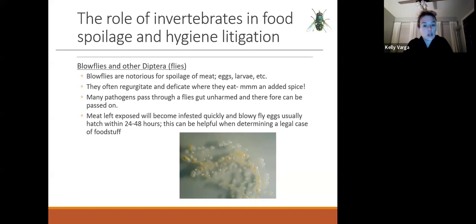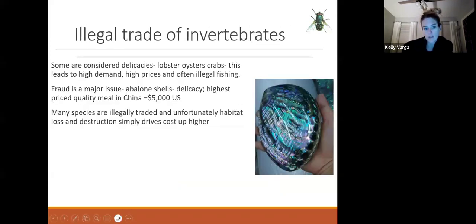Flies will often regurgitate and defecate where they eat. So that is a lovely extra added spice to those hamburgers and hot dogs. And many pathogens will pass through flies' guts unharmed and therefore can be passed on to us. Meat that is left exposed will quickly become infested with blowfly eggs. And just like the life cycle we see in corpses, these will follow the same suit. Very highly studied, this can be very helpful in determining legal cases of foodstuffs.